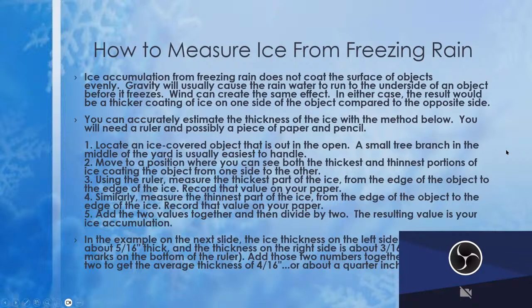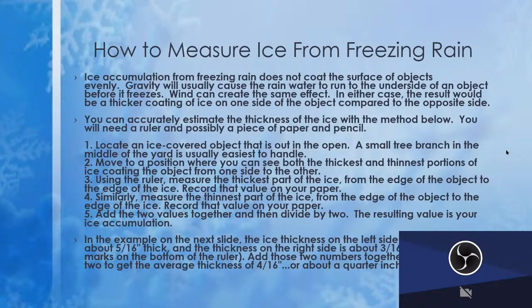How do we measure the ice from freezing rain? Let's just get to the nitty gritty. Ice accumulation from freezing rain does not coat the surface of objects evenly. Gravity will usually cause the rainwater to run to the underside of an object before it freezes, and you'll see that in the icicles that hang down. Wind can create the same effect. In either case, the result would be a thicker coating of ice on one side of the object compared to the opposite side. So, what do we do with that?